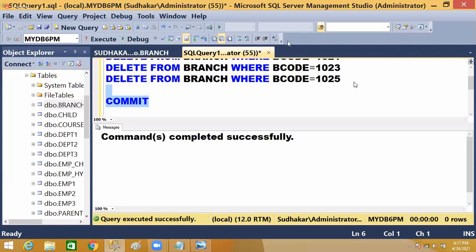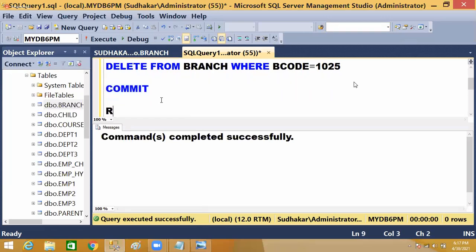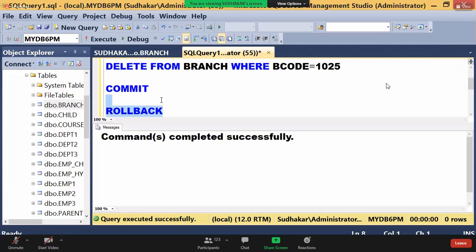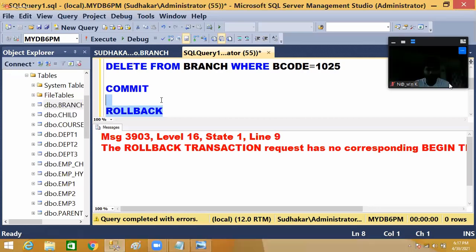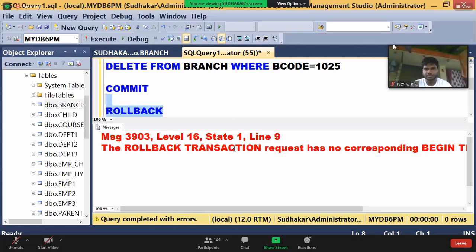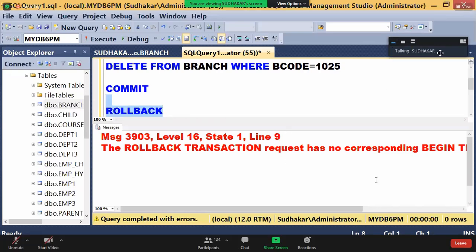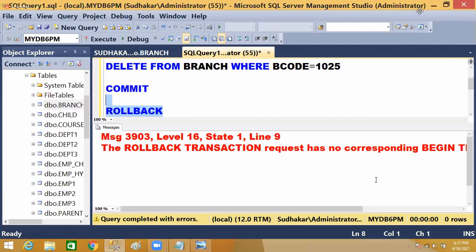So if you have any doubt whether it is permanent or not, you can use rollback transaction. When I use rollback transaction after commit, we know it shows an error. The transaction will not be performed here, because your transaction is already committed. The point, understood by all of you, right?